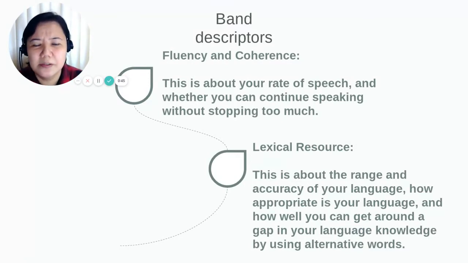We always need to remember that this is about your rate of speech and whether you can continue speaking without stopping too much. It's also about how well you organize and order your ideas, which is a very important thing, and how well you connect your ideas. For example, if you use words like next, secondly, because of, or in order to. So that is fluency and coherence.